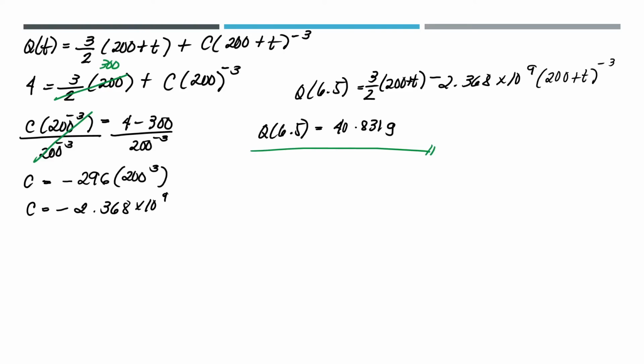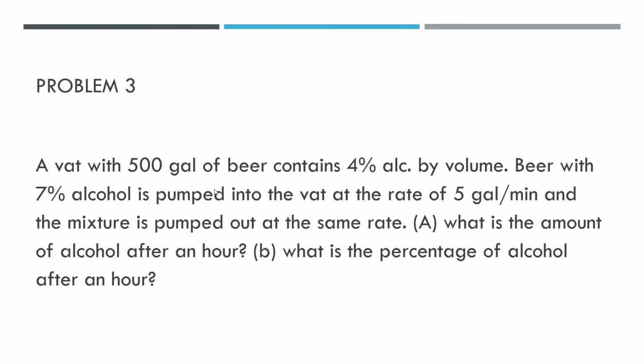So, next one. So, we have here a vat with 500 gallons of beer contains 4% alcohol by volume. Beer with 7% alcohol is then pumped into the vat at the rate of 5 gallons per minute, and the mixture is pumped out at the same rate. So, what is the amount of alcohol after an hour, and what is the percentage of alcohol after an hour? So, let's do the solving.